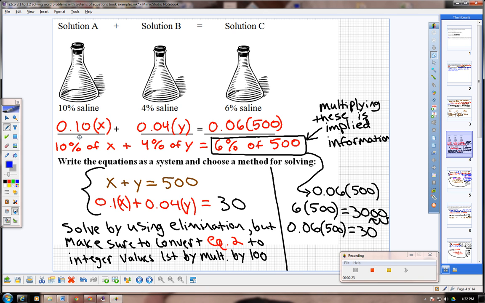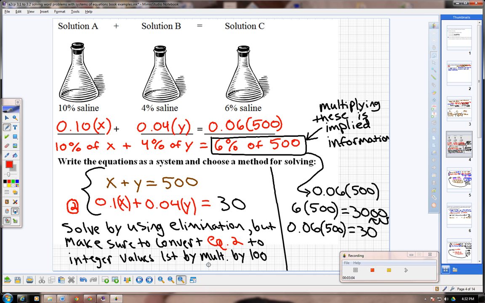And some students are able to get the percentages, convert them to decimals. But this part right here, that 6% of 500, is what we struggle with. After we multiply 6%, or 0.06, times 500 to get 30, we can set up our system. Now from this point right here, some of you might not like the way that decimal looks, and really in order to solve this by using elimination, you need to multiply equation 2 by a value to get rid of those decimals.